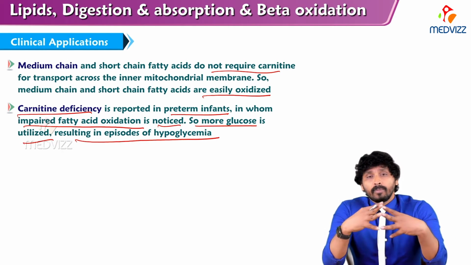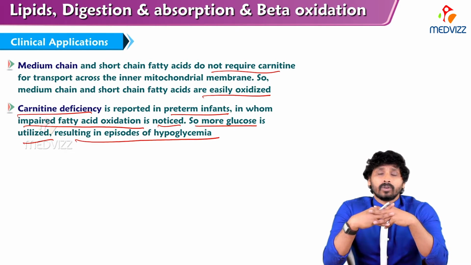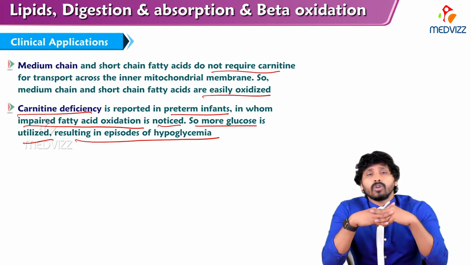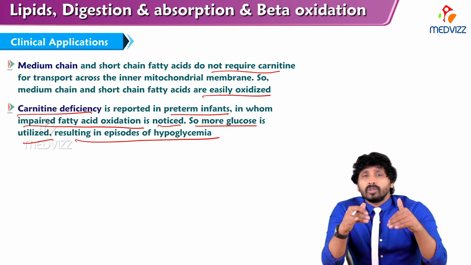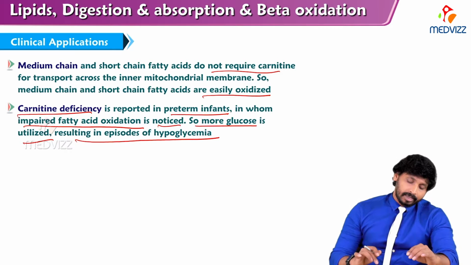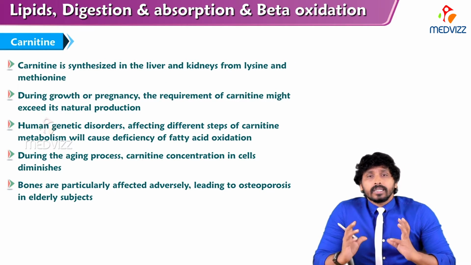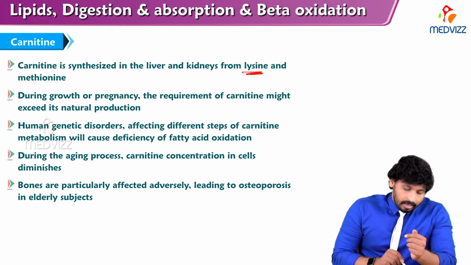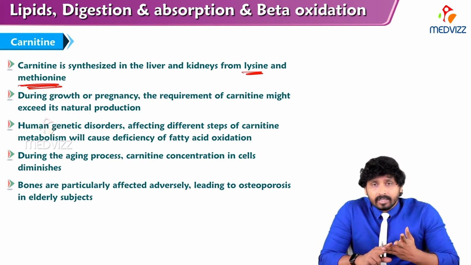So if in newborn babies these long chain fatty acids are not crossing the mitochondrial membrane because of the deficiency of carnitine, there will be a shortage of energy. So more glucose will be utilized, glucose levels will fall below normal, leading to hypoglycemia. What is the significance of carnitine? Carnitine is synthesized in the liver and kidneys from lysine. The amino acids involved are lysine as well as methionine.